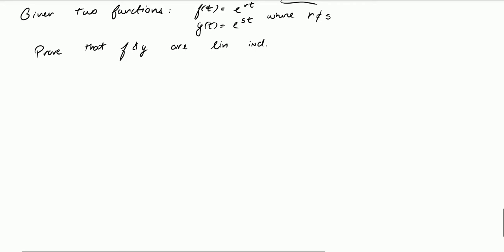So we are given two functions, where f of t is equal to e to the rt, and g of t is equal to e to the st, where we're given that r is not equal to s, and we are to prove that f and g are linearly independent.